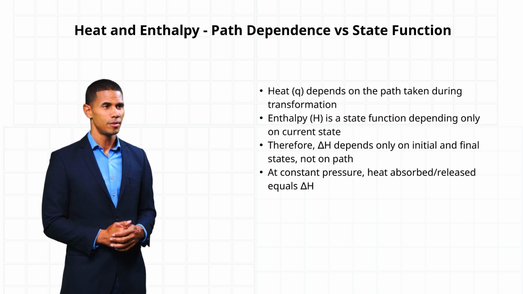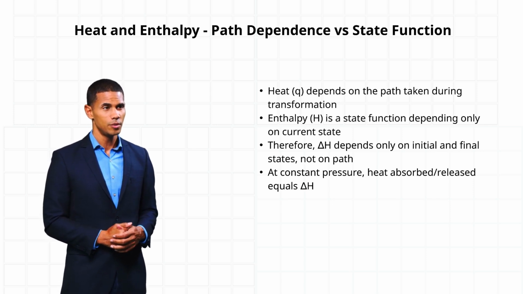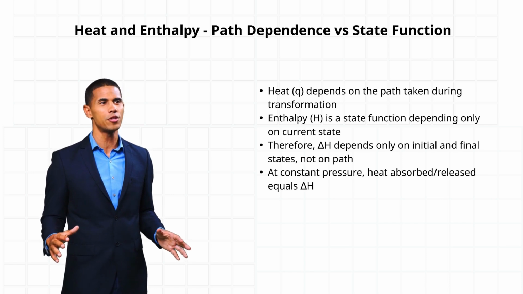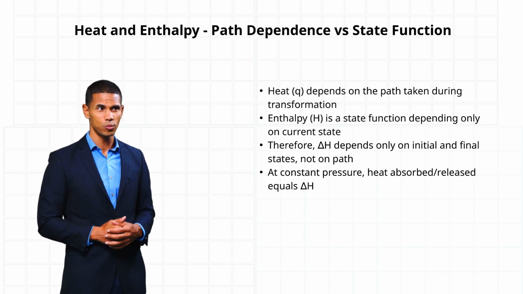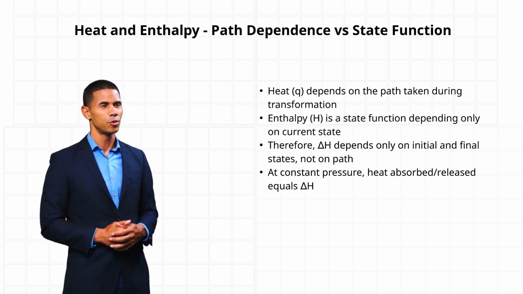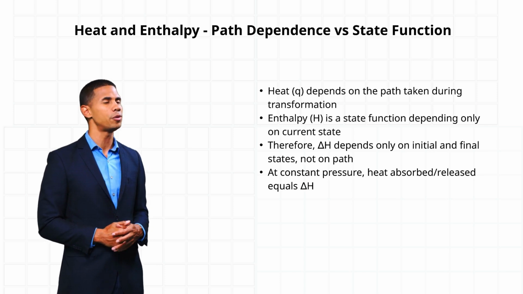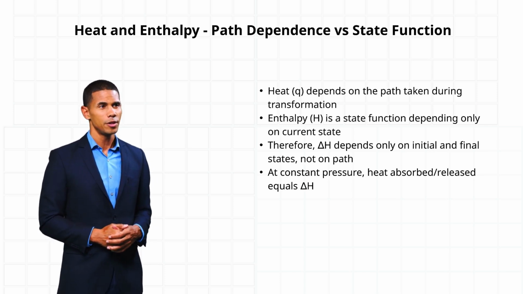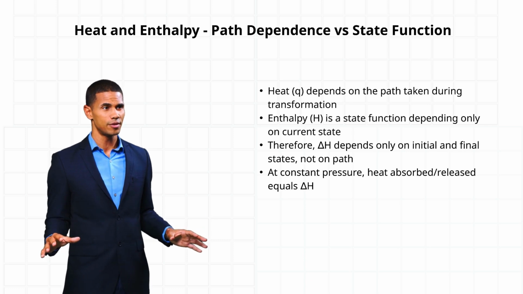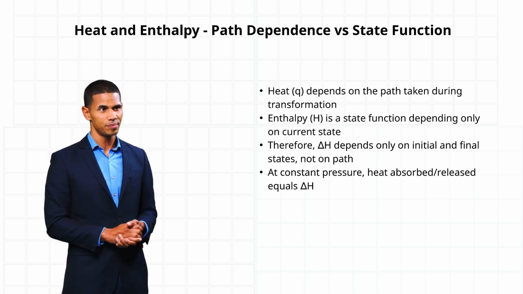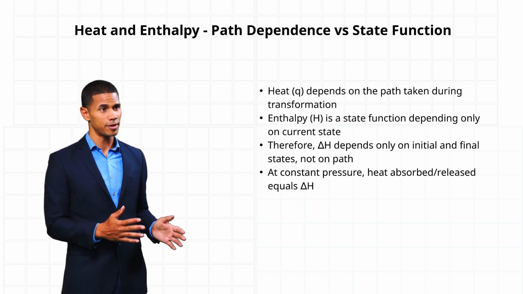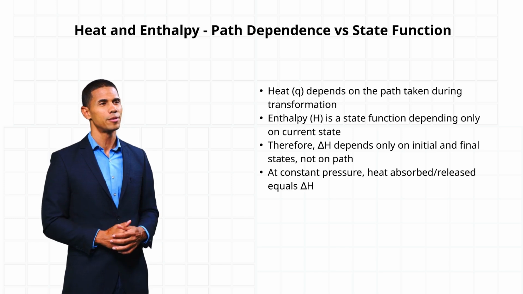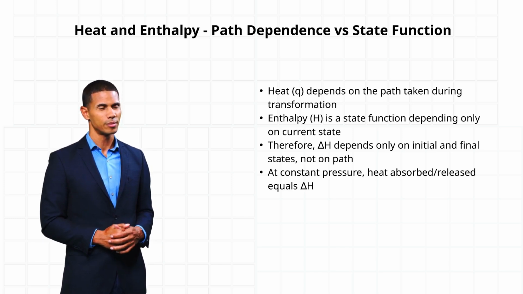This special property makes enthalpy incredibly valuable because it simplifies calculating heat changes. At constant pressure, the heat absorbed or evolved equals the change in enthalpy. So every time you measure how much heat a reaction releases or absorbs in an open lab, you are actually measuring delta H, an intrinsic property of the states involved. Let's pause and think. Why is it advantageous for chemists to work with state functions like enthalpy instead of path functions like heat? Take 15 seconds and reflect on this.